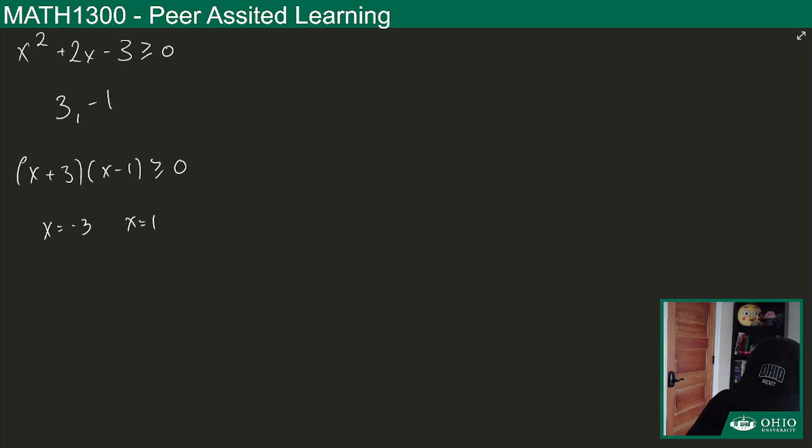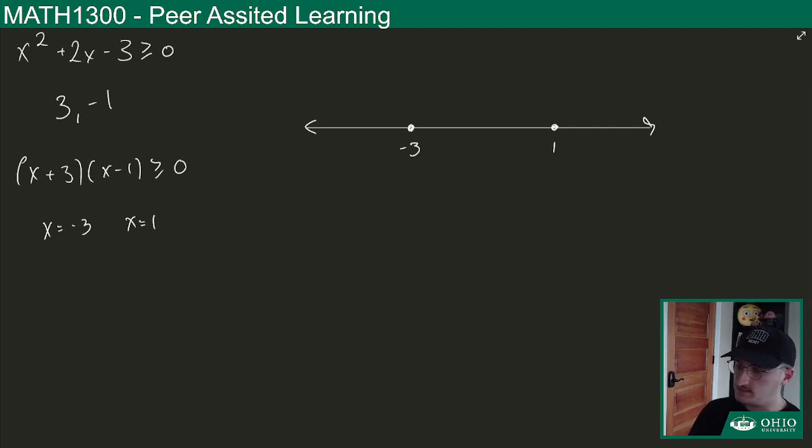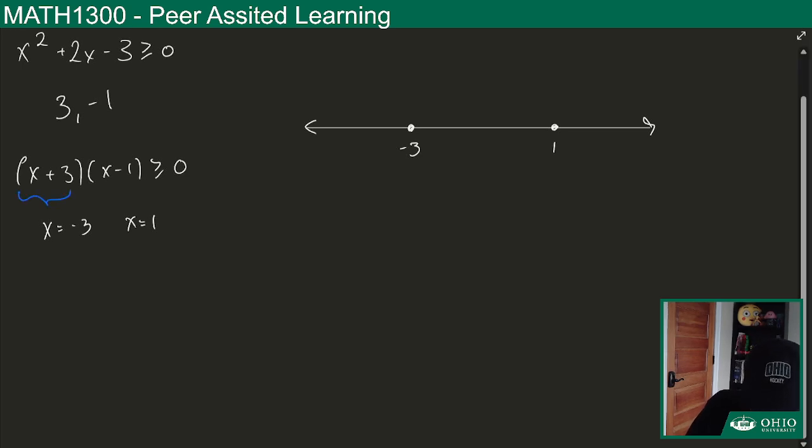So we're going to make our sign diagram by drawing a number line. It's a good first step. And we're going to write down our points of interest. So our points of interest were -3 and +1. Alright. Now, the question we want to ask ourselves is, what type of line is generated by our points of interest?